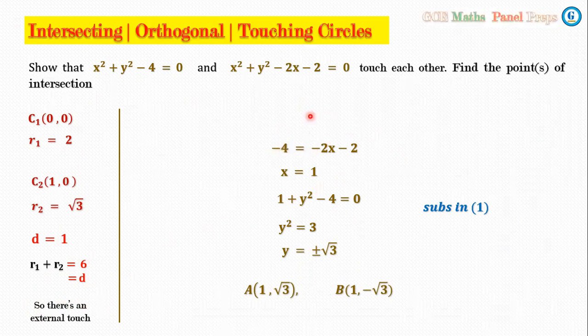So when we equate, we are going to have -4 is equal to -2x minus 2. You equate these two circles and x equals 1. So from here, we can also solve for y. y will have two values, plus or minus √3. So at the end, these are the results that we have.